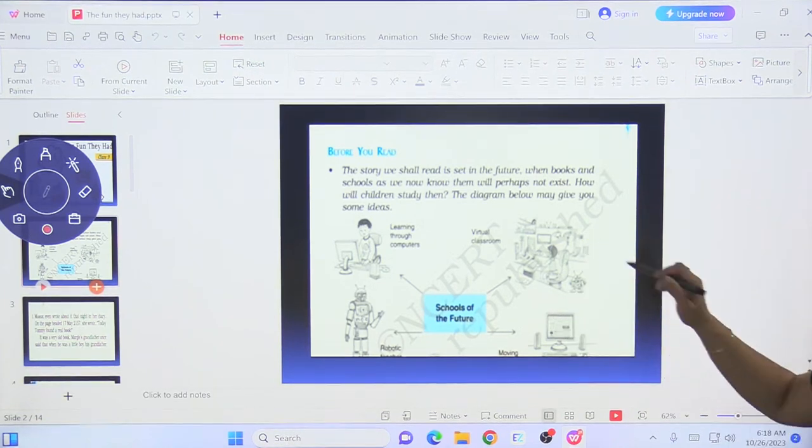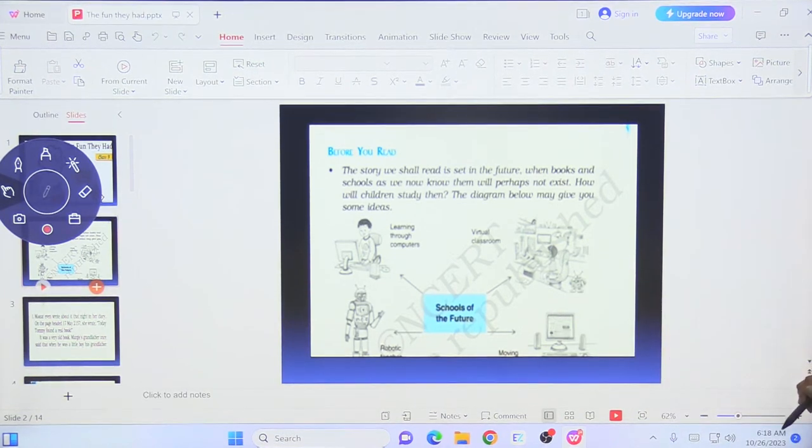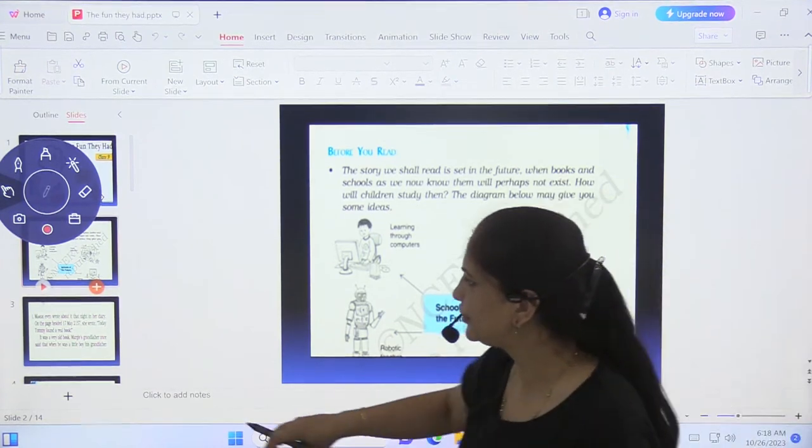So the story we shall read is set in the future, when books and schools as we now know them will perhaps not exist. So all these books especially will not exist at that point of time. How will children study then? So how are the children going to study? We are going to read in this story, which is a very fun story. You will learn by reading that.